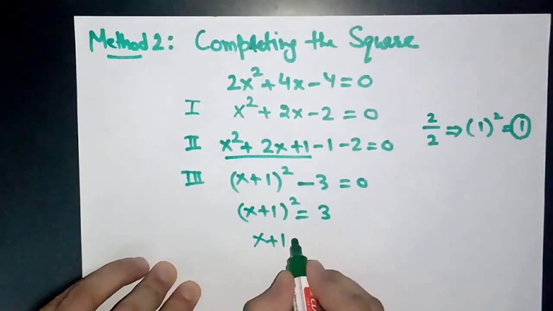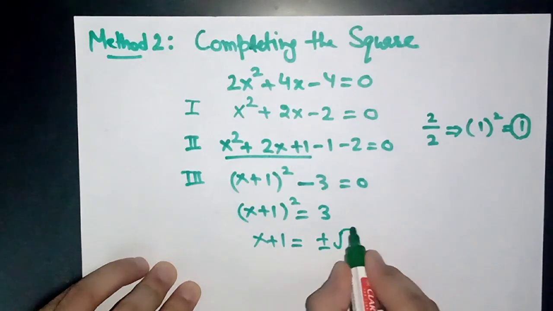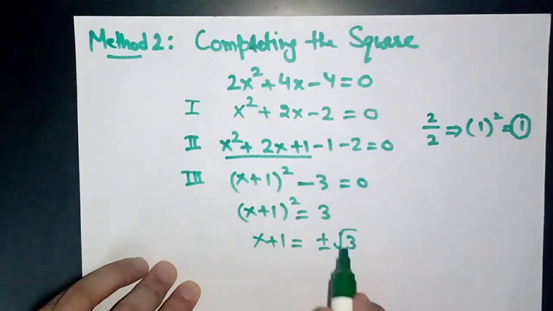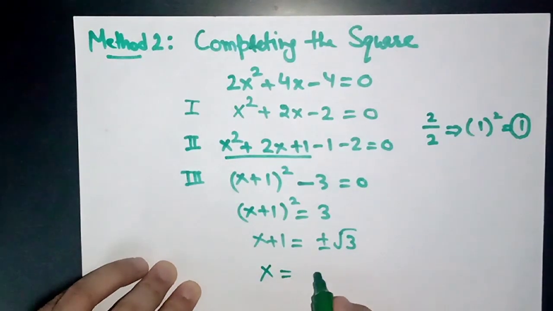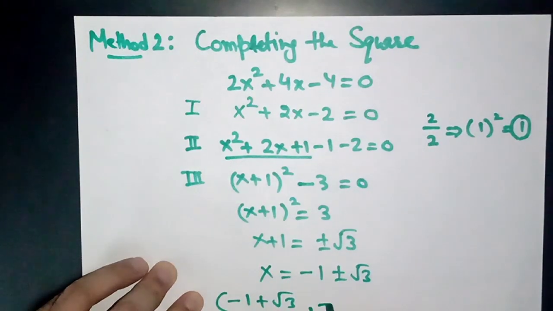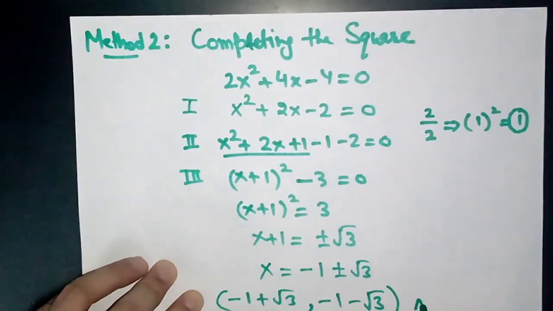x + 1 is equal to plus minus root 3. When you do this, plus minus is added. Always remember that. So now x is equal to minus 1 plus minus root 3. So we have two roots, and this is the answer of this equation.